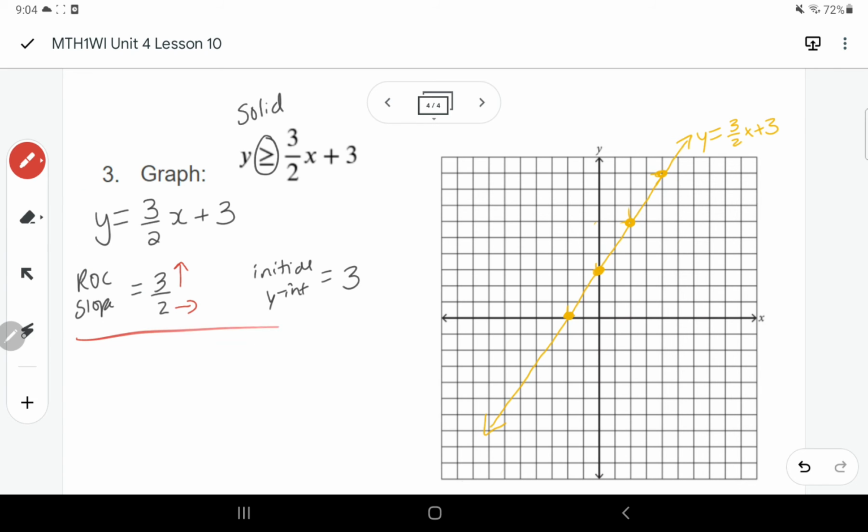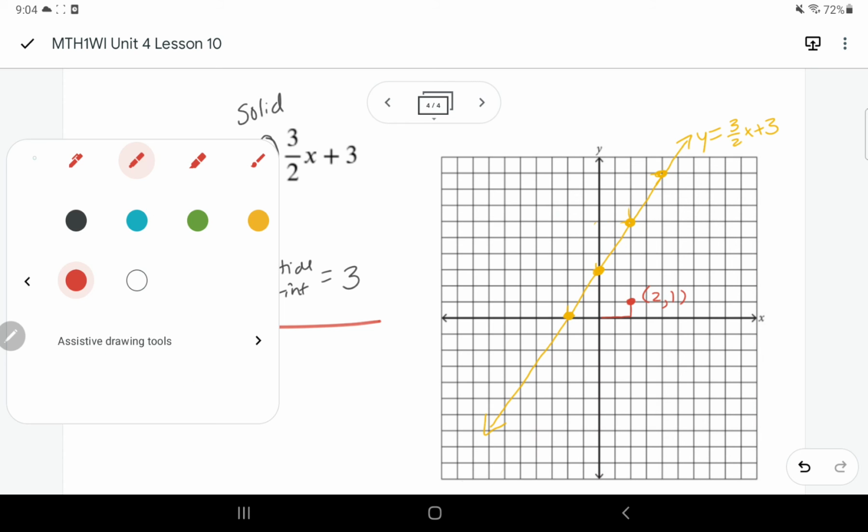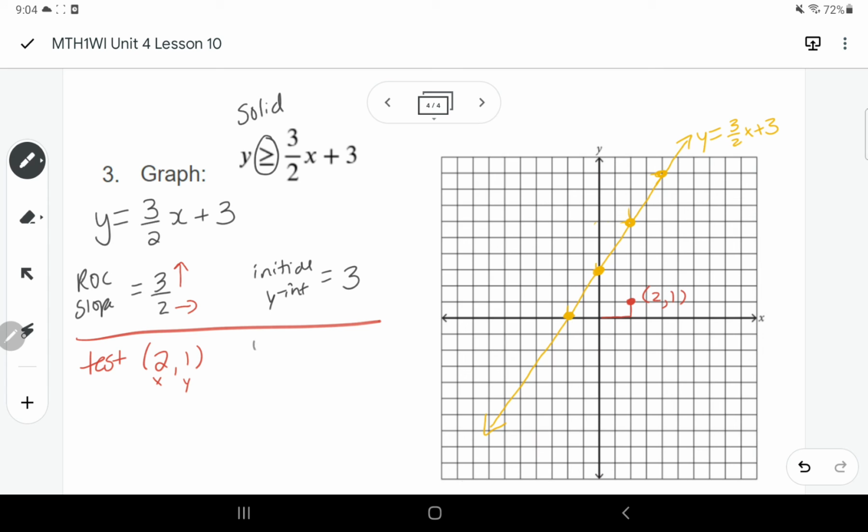Now my test point, you can test any point. Maybe I'll show just to test another point, just so we see. I like 0, 0 because it's easier for math, like easier calculations. What can I put in here? Maybe I'll test the point 2, 1. So that's my test point, 2, 1. It could be anything. So I'm going to put in x is 2 and y is 1. And I just put that into my inequality and see if it's true.